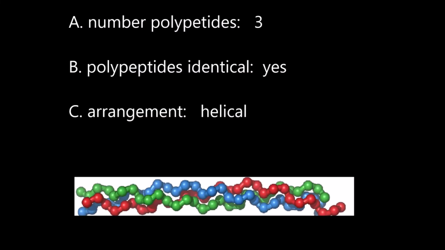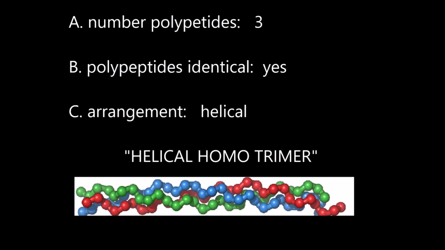Returning back to our filled-out checklist for collagen, there is a more compact way to describe the data in this checklist with a short phrase such as helical homo trimer. There might be other phrases that are practically equivalent to this phrase, but that's the phrase I'll use for our purposes today. Let's see how I constructed this compact phrase.